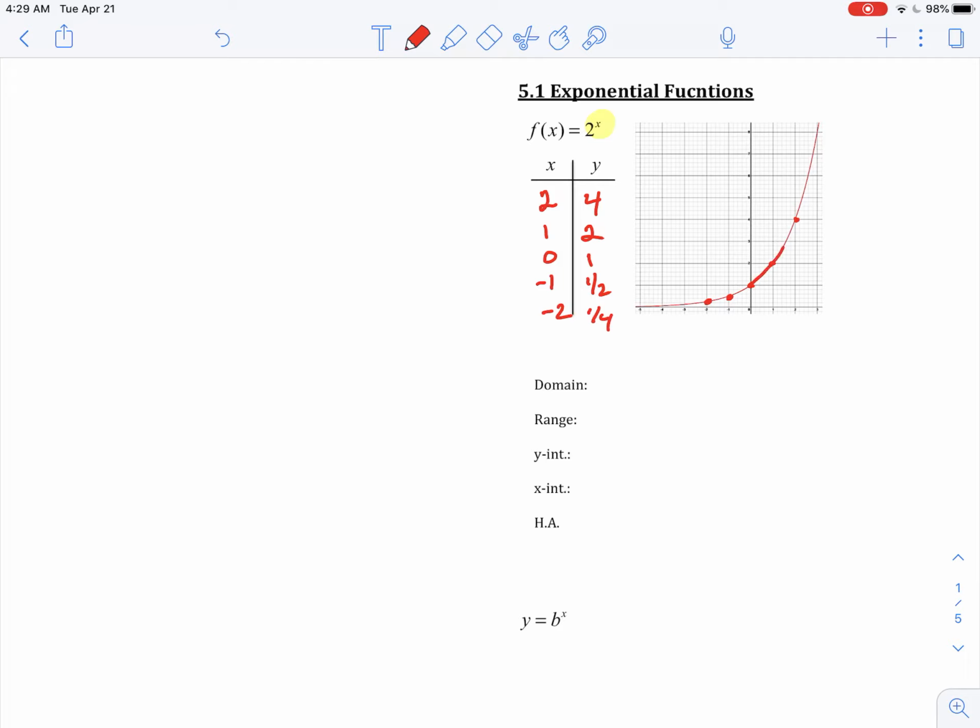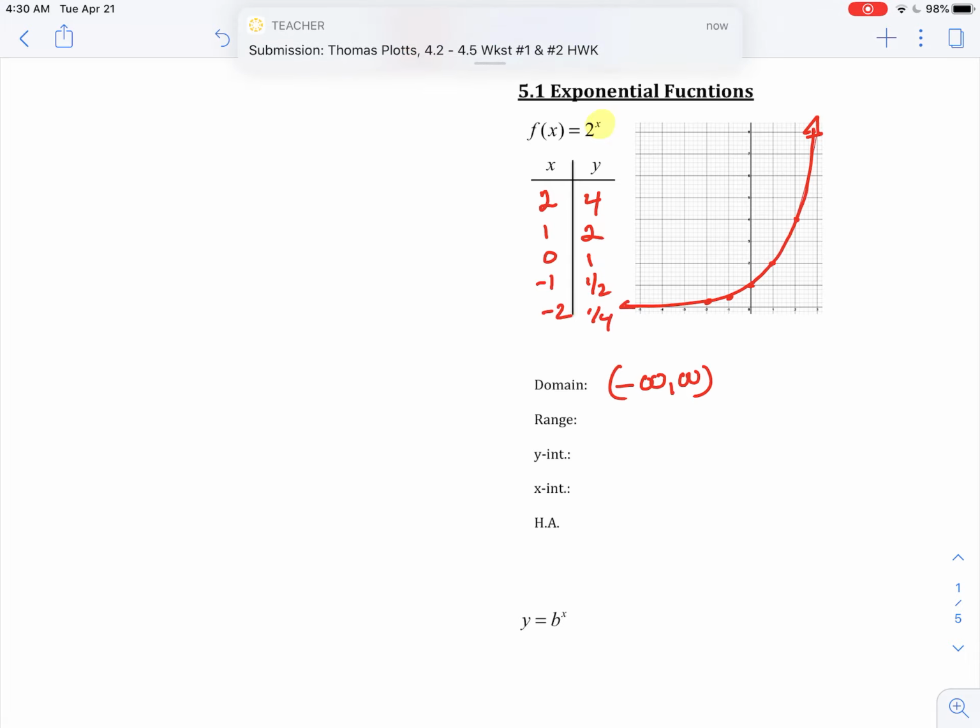As x is getting larger and larger, our y values would be getting larger and larger. And as x is getting smaller and smaller, the value of that quantity would be getting closer and closer to 0 without actually equaling 0. So our domain, we can plug anything in: negative infinity to infinity. Our range, our y values, we're never going to get 0, so we go from 0 off to positive infinity, not including the 0.